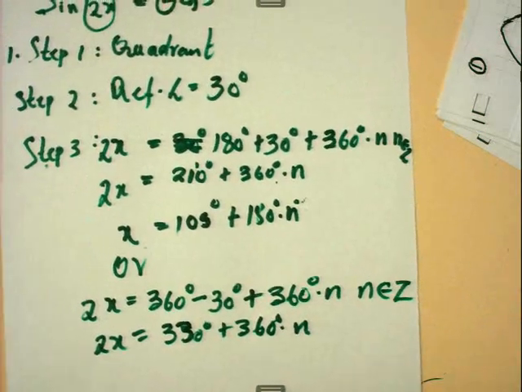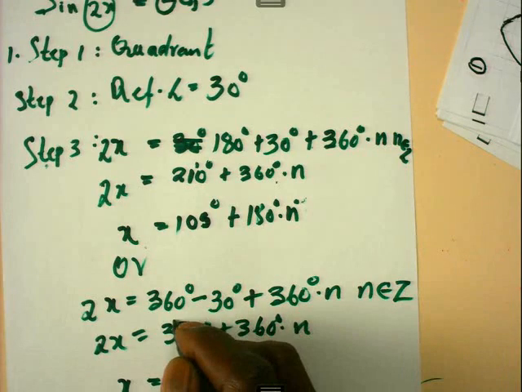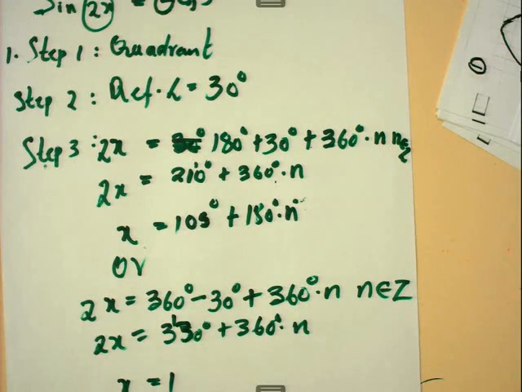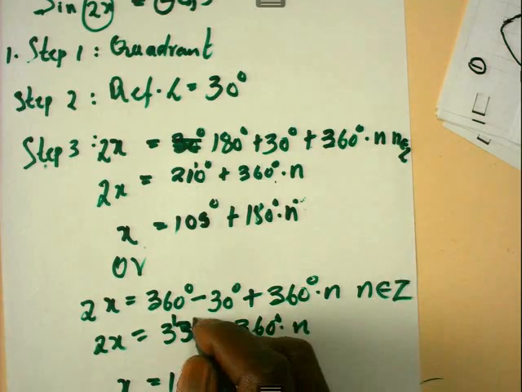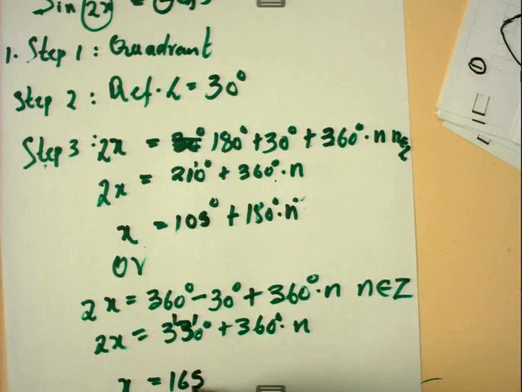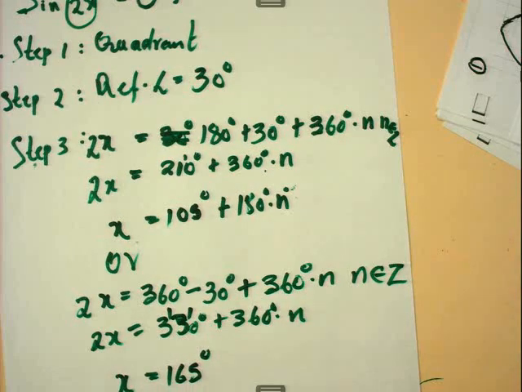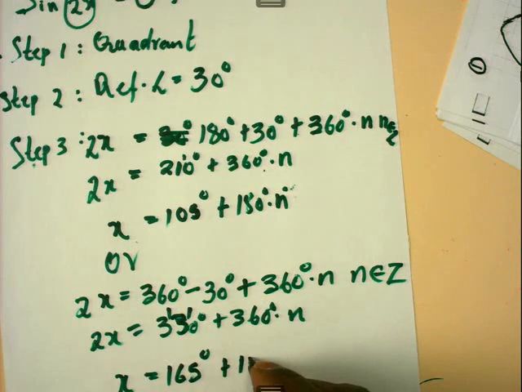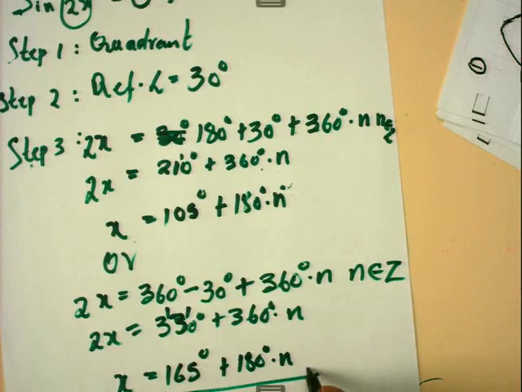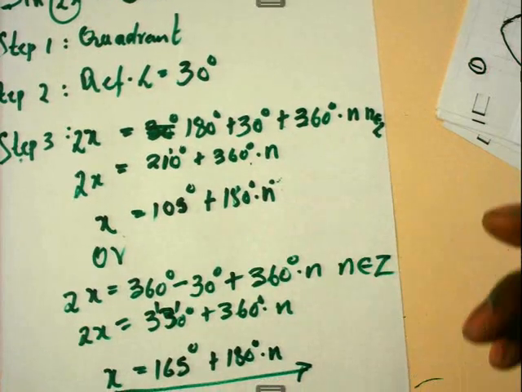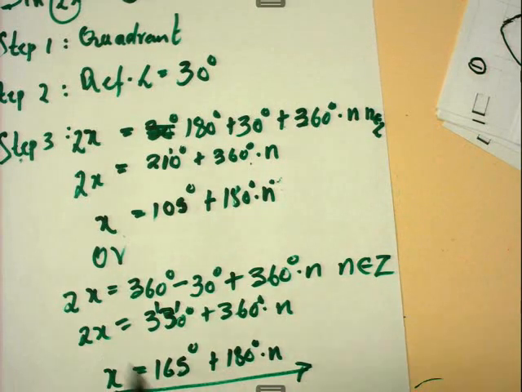We want the solution x. To find x, we must divide throughout by 2. 2 into 3 will go once. It will make 2. It will leave 1. Into 13, it will go 6 times. It will make 12. It will leave 1. Into 10, it will go 5 times. So we've got 165 degrees plus 2 into 360 degrees goes 180 degrees times n. That will be the general solution for that problem.